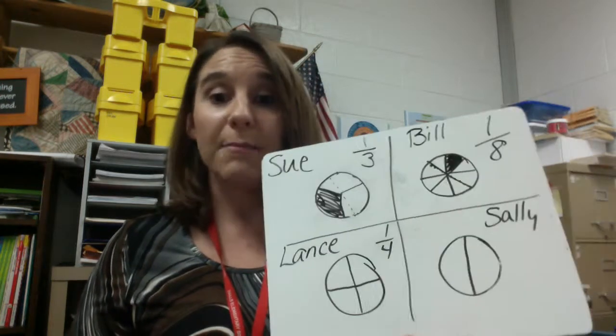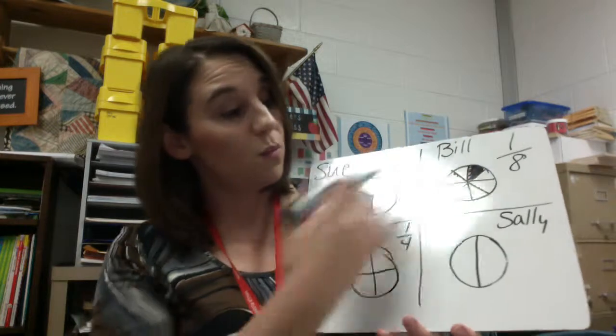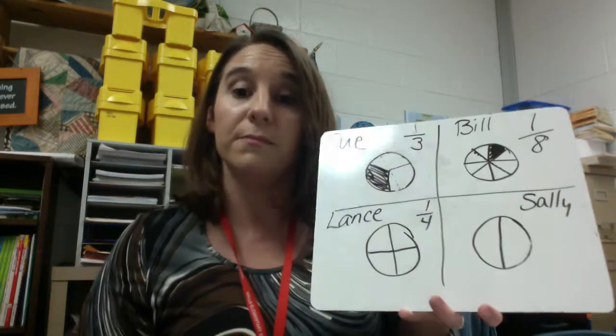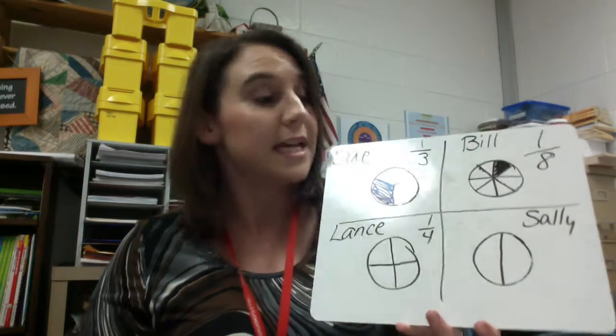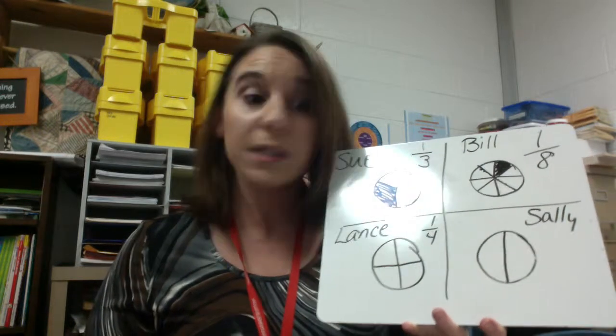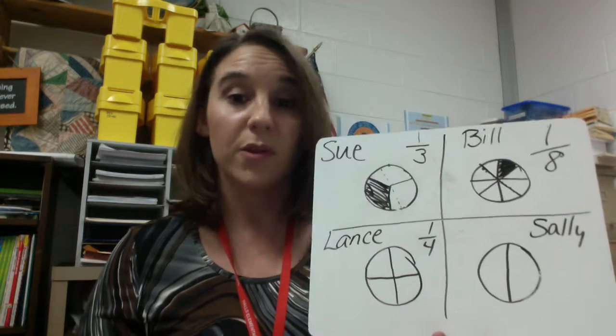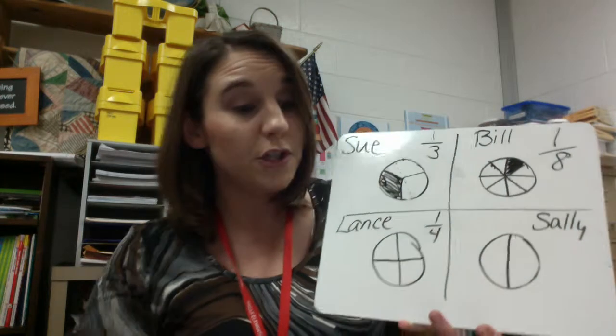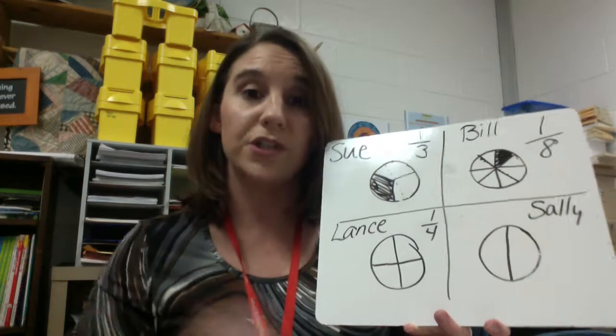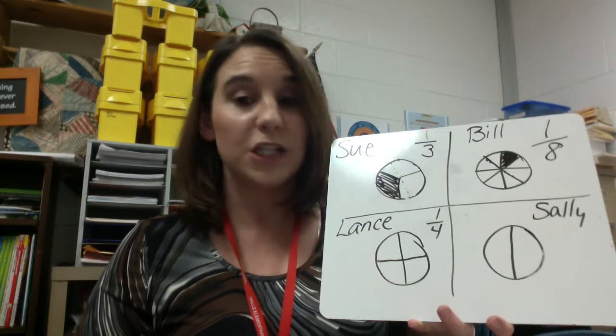I want you to think about who ate the most. Once you figure out how much, draw a diagram of how much each person ate. Then I want you to think about who ate the most, who ate the least, and how do you know this? Were there any benchmark fractions that helped you? Answer the questions on the Canvas page below this video.